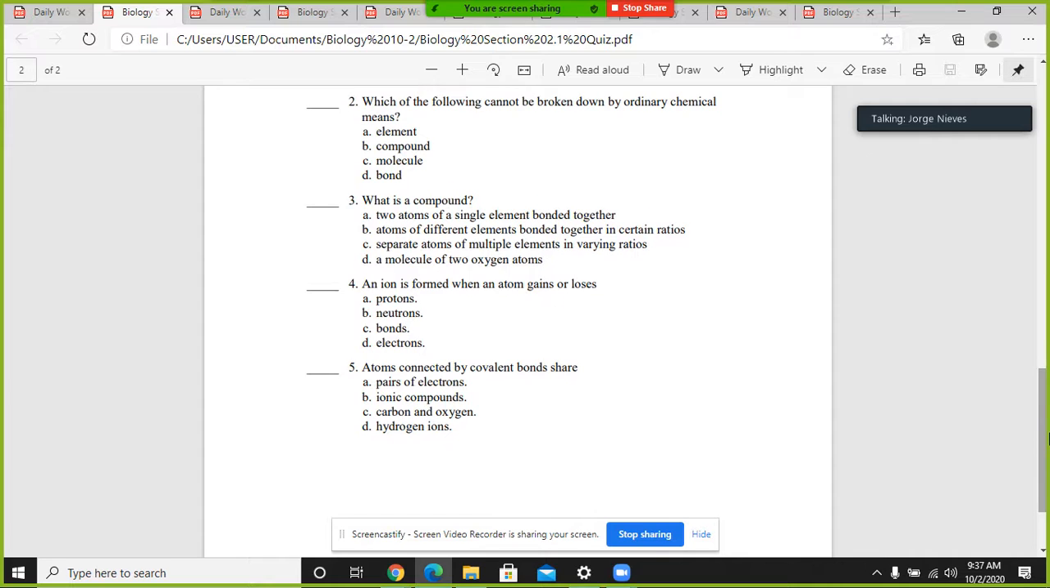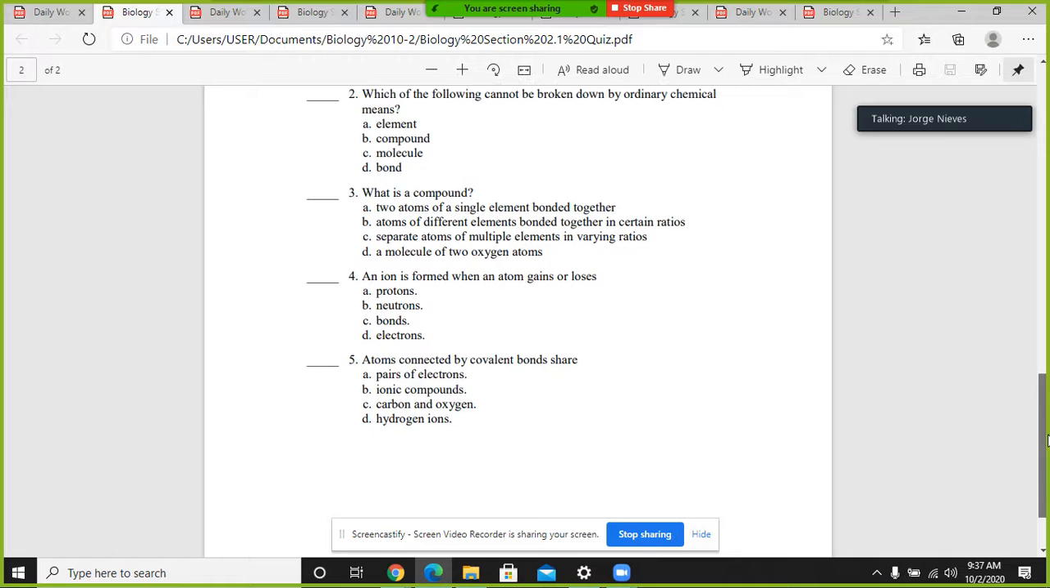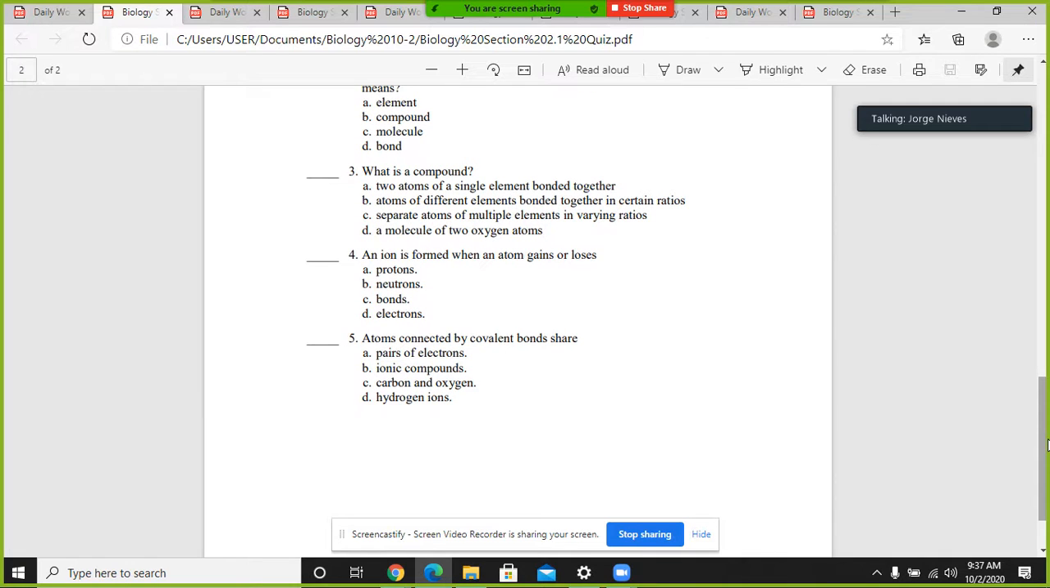Number 4, an ion is formed when an atom gains or loses electrons. If an atom gains electrons, what type of ion do we have? A negative ion. And if an atom loses electrons, then we have a positive ion. And the last one is, atoms connected by covalent bonds share pairs of electrons.